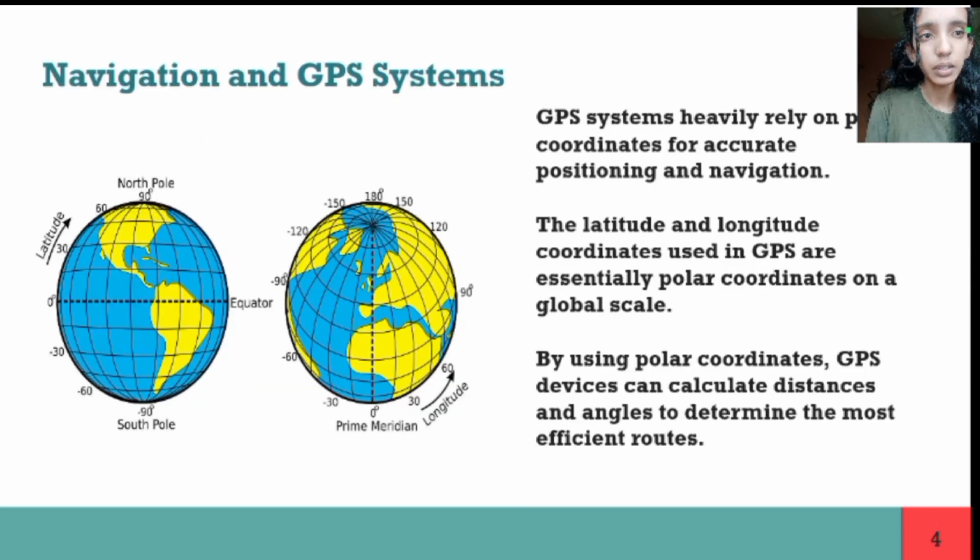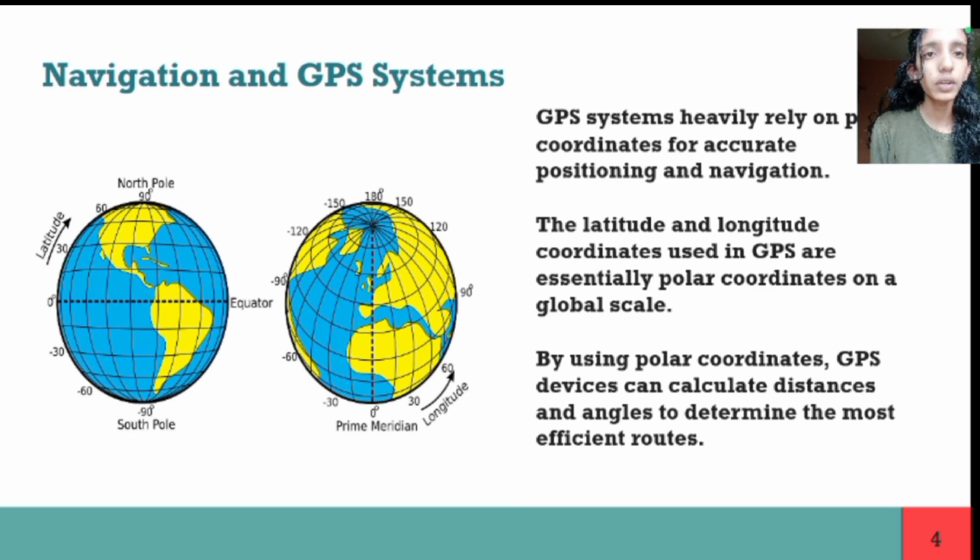Navigation and GPS systems. GPS systems heavily rely on polar coordinates for accurate positioning and navigation. The latitude and longitude coordinates used in GPS are essentially polar coordinates on a global scale. By using polar coordinates, GPS devices can calculate distances and angles to determine the most efficient routes. Here are some examples or pictures of how navigation and GPS systems are helped using polar coordinates.